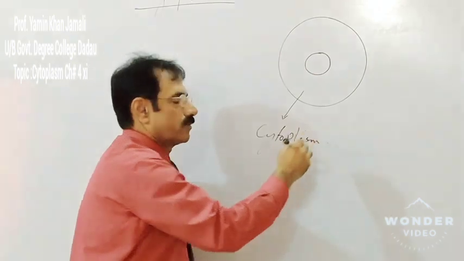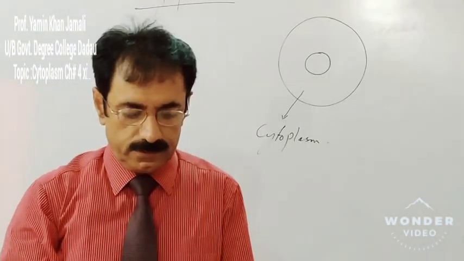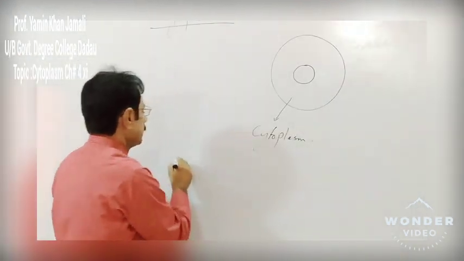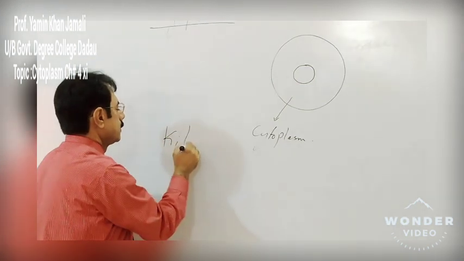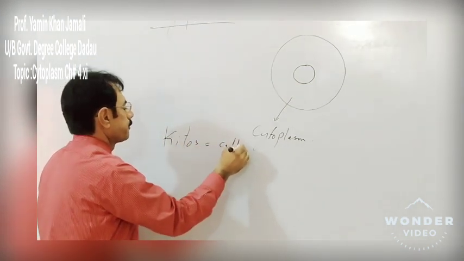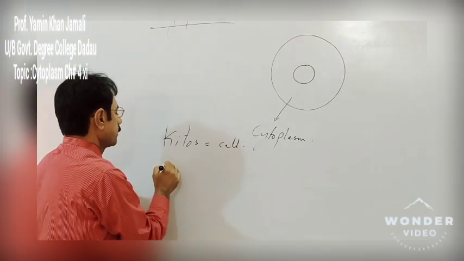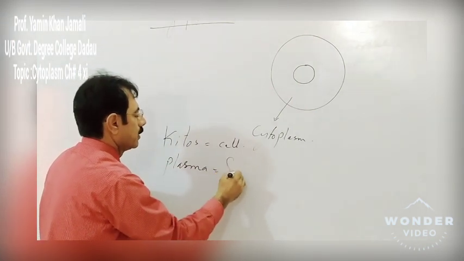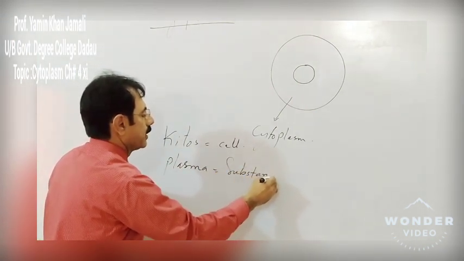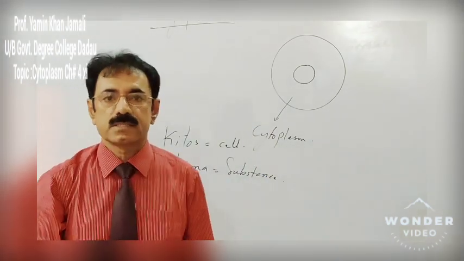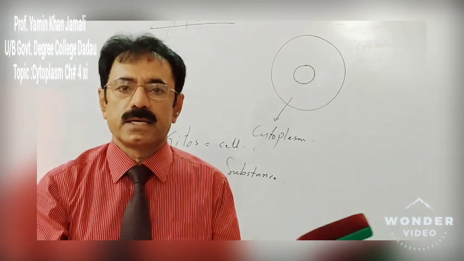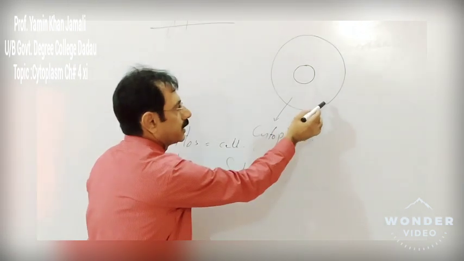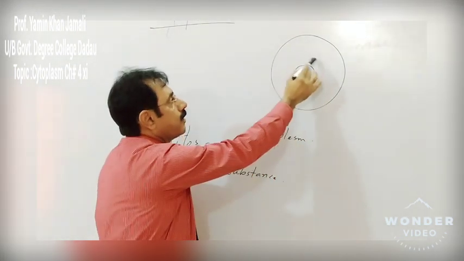cytoplasm. The word cytoplasm is the combination of two words. Cyto is taken from a Greek word kytos, meaning cell, and plasma, meaning material or substance. That means cytoplasm is the cell material, the cell substance. It lies inside the cell membrane and around the nucleus.